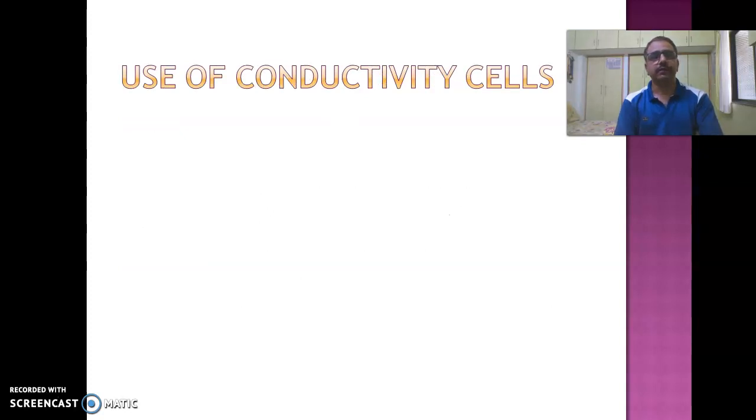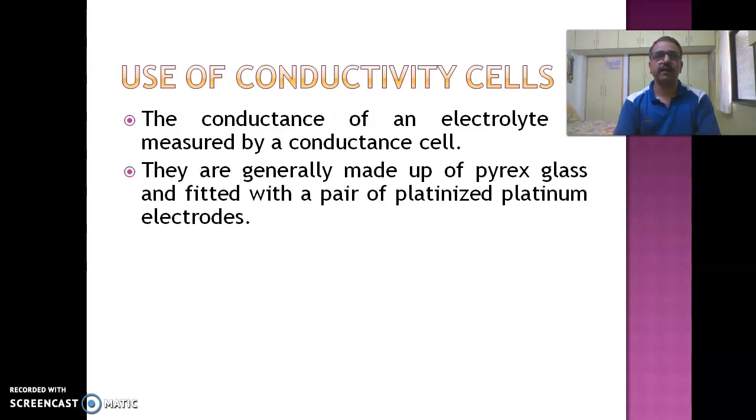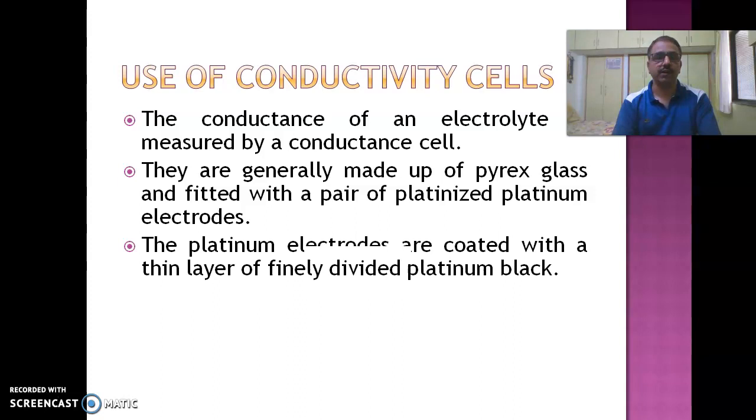And the last modification needed is conductivity cells. So a conductivity cell is a device which actually measures the conductance values. The conductance of an electrolyte is measured by a conductance cell, and they are generally made up of Pyrex type glass, and they are fitted with a pair of platinized platinum electrodes. So there is a pair of electrodes made up of platinum, but this is not pure platinum, this is platinized platinum.